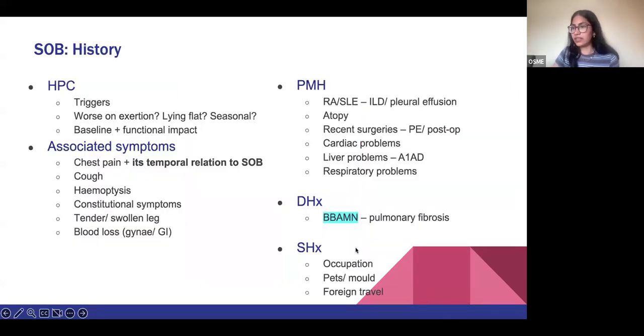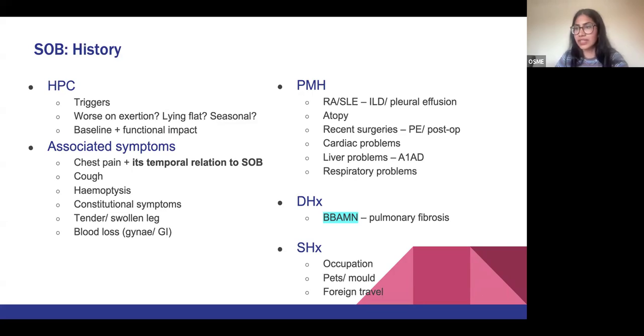Right, so things to establish in the history of presenting complaint if it's not hyperacute. You want to see if it's continuous shortness of breath or is it worse at certain times? And if it is, then what's the trigger? Any exacerbating factors? Is it worse on exertion? Like with the chest pain, that will point you towards a cardiac cause. Or an atypical pneumonia can present that way, like the walking pneumonias. If it's worse on lying flat, you might think fluid buildup. If it's seasonal, then you're thinking asthma.